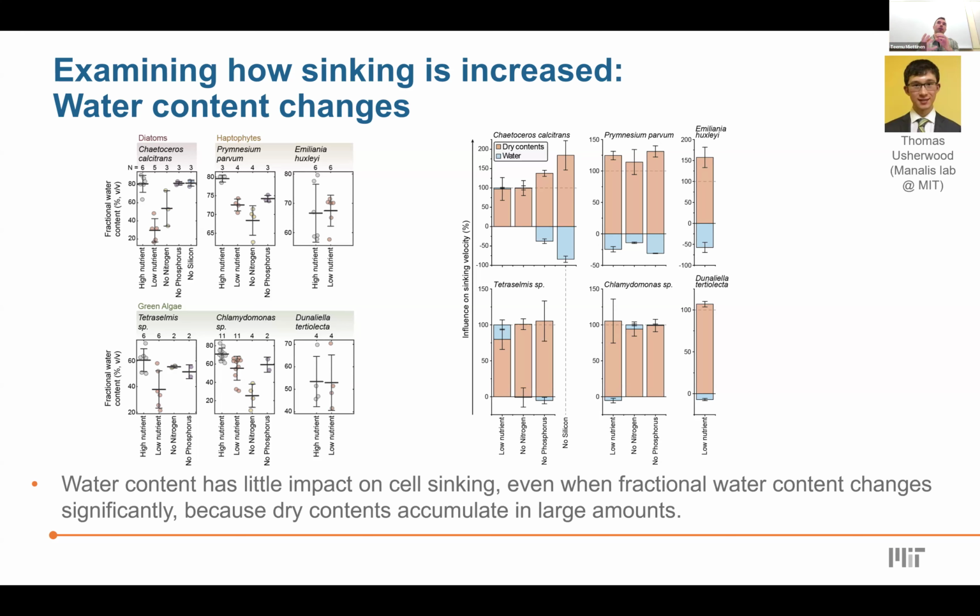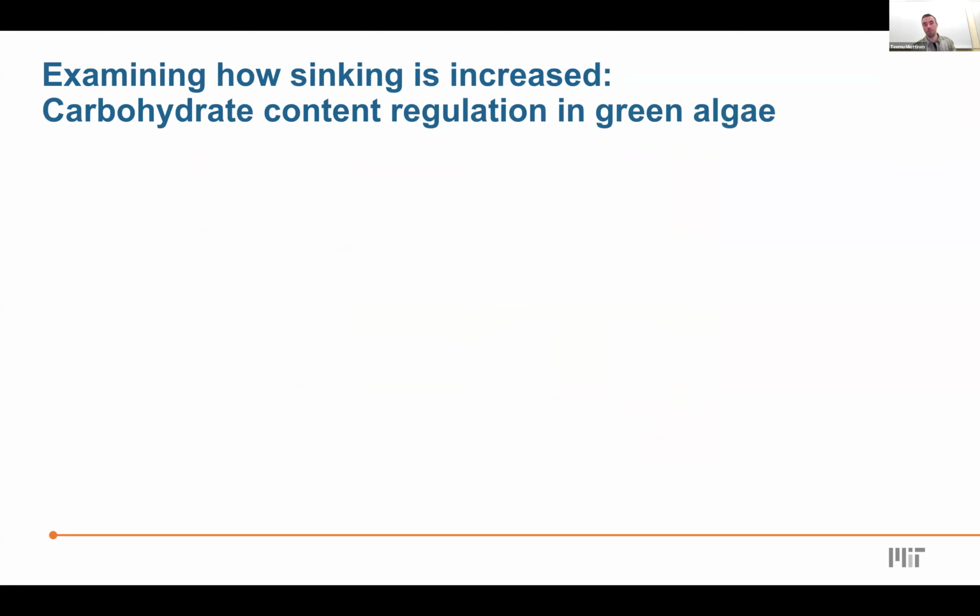And one way to think about this is that you have a small cell and it grows. When it wants to sink more, it's starved. Maybe it doesn't want to, but it's sinking more under starvation because it's grown larger. It has simply built a lot more dry mass than it has added water, and therefore the fractional water content might be lower, but the sinking change is really driven by the accumulation of dry mass. So water regulation is not the key mechanism for the sinking regulation, the buoyancy regulation that we see. So what is it?